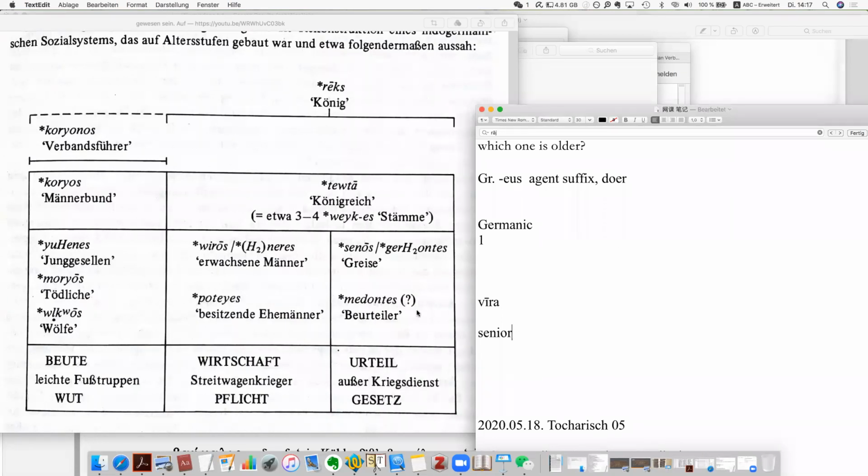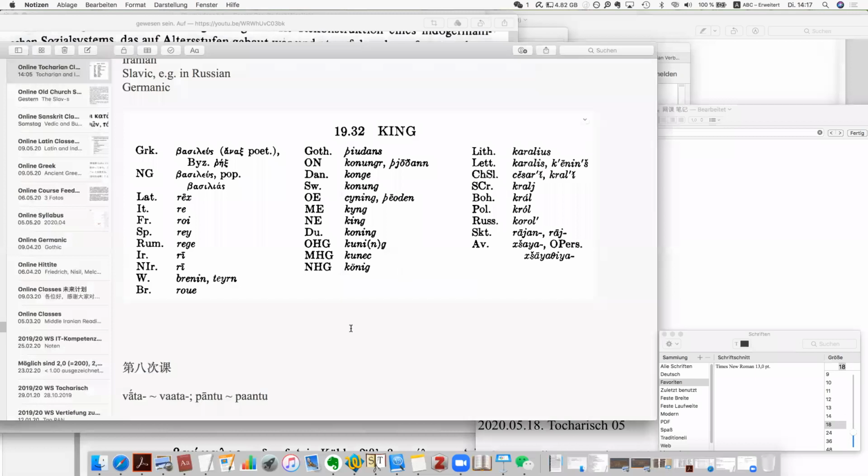These people are responsible for the laws and for the judgment, the Urteil. They do not need to fulfill war duty, so they are old people who act as judges and so on. This is basically a very simple structure of the ancient Indo-European society. So now let's come back to this structure.